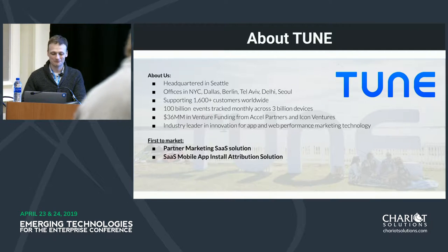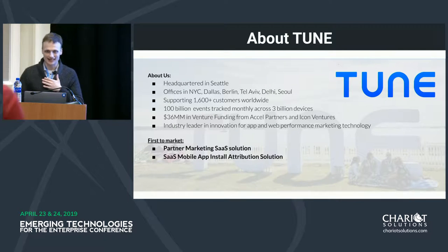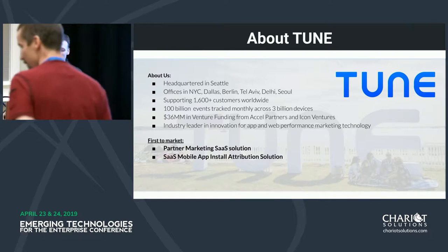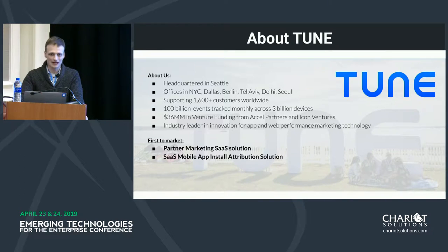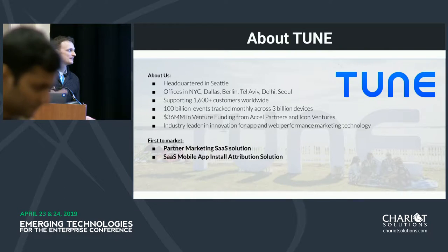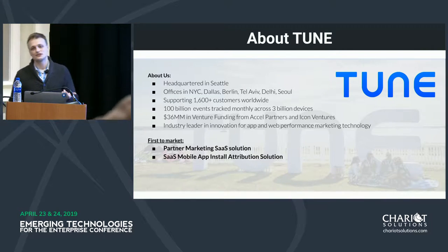So first, let's give a little bit of context on Toon, the company that I work for. We're headquartered in Seattle. Yes, I did fly in on the red eye this morning. If this isn't as lucid as it maybe could be, that's why. We have offices all around the globe. We've got $36 million in venture funding from Excel and Icon Ventures.